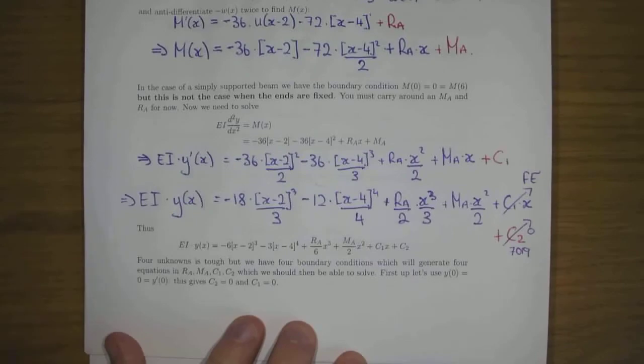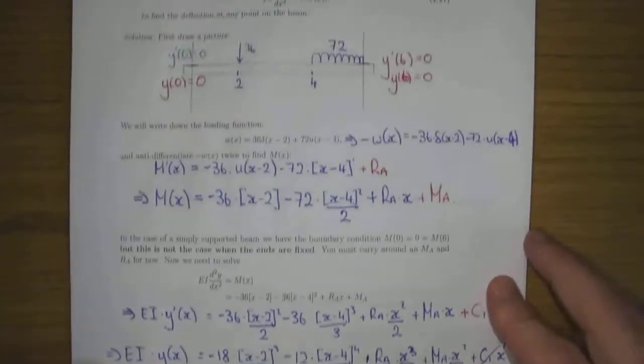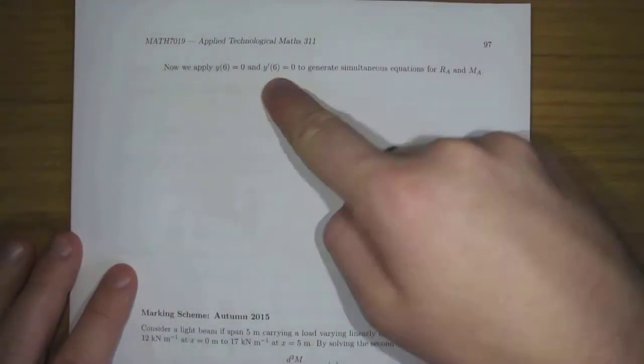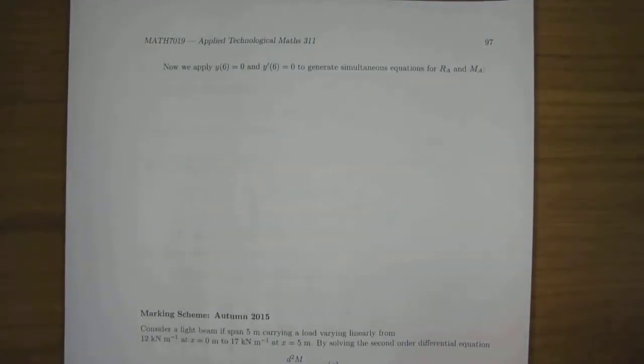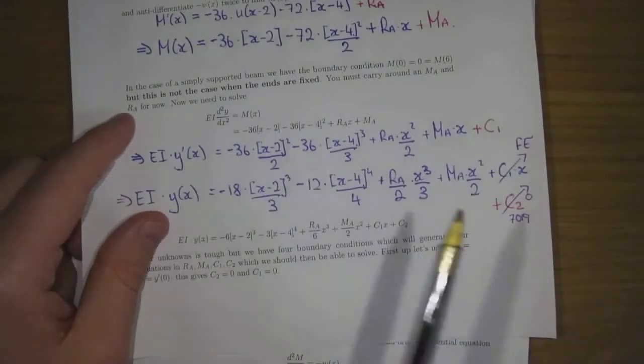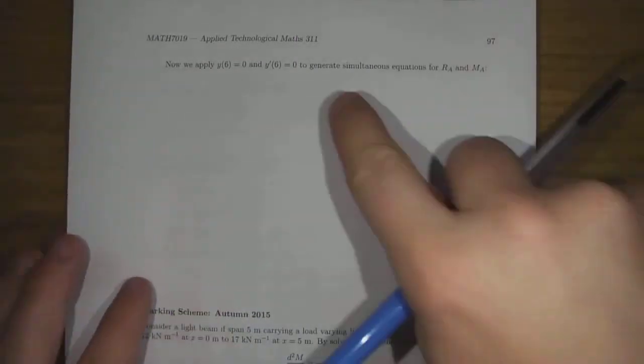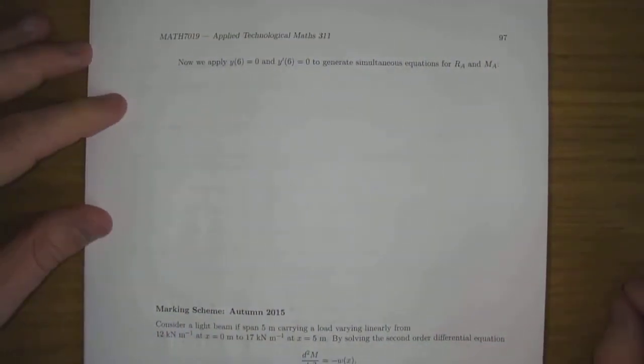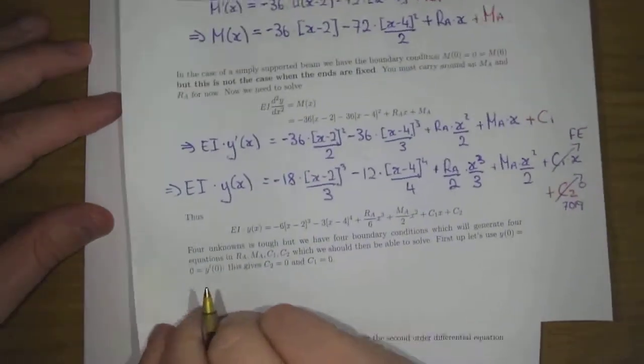Similar story here. Okay, so what we have to use now is the 2 boundary conditions over here. Let's see what it says. Use these 2 boundary conditions to generate simultaneous equations for RA and MA. Might have to make this a bit small because I really want to present my answer at the very end. y of x is equal to. Maybe we can write it up the top. We'll see. Okay, so first thing we'll do, EI will work with the y of 6. So I'm going to substitute x equals 6 into this.